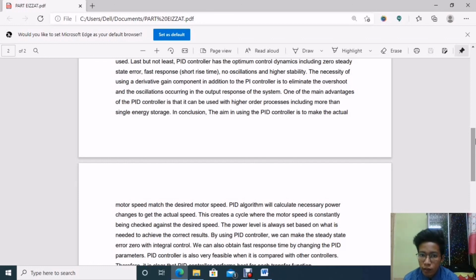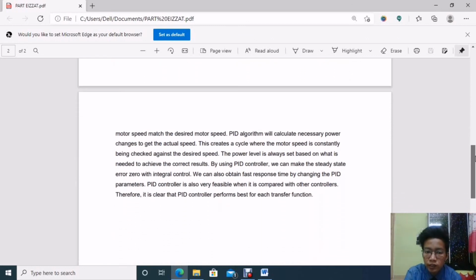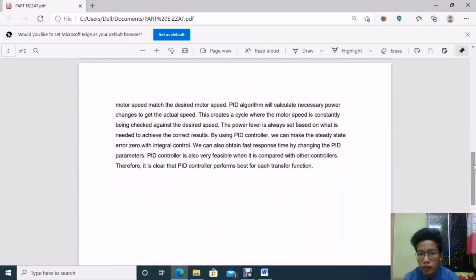In conclusion, the aim in using the PID controller is to make the actual motor speed match the desired motor speed, and the PID algorithm will calculate the necessary power change to get the actual speed. This creates a cycle where the motor speed is constantly being checked against the desired speed. The power level is always set based on what is needed to achieve the correct result. By using a PID controller, we can make the steady state error zero with integral control. We can also obtain fast response time by changing the PID parameters.